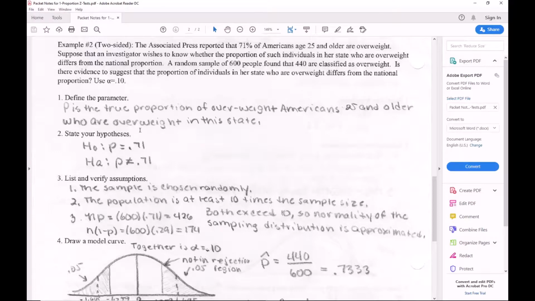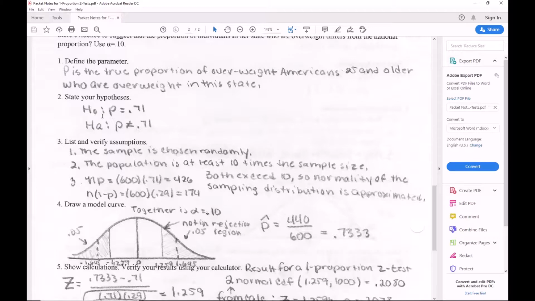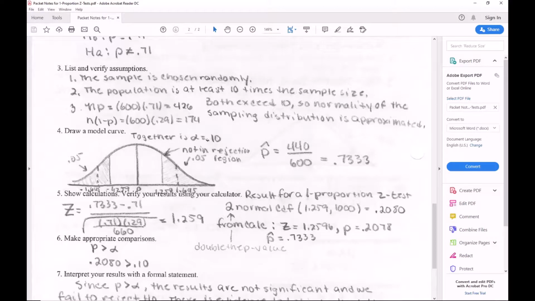So anyway, define the parameter. P is the true proportion of Americans 25 and older who are overweight in this state. All right, they're either the same as the national, no different. That's usually what a null is. It's very conservative. It's no change, no difference. HA, the alternative, is not equal to, because we're seeing if it's different. That's going to have some kind of effects on how we calculate things. All right. So sample is chosen randomly. The population in the state is probably pretty big, so it's at least 10 times the sample size.